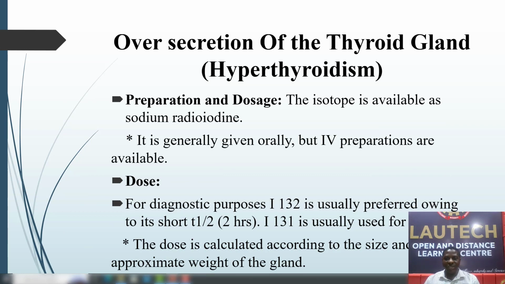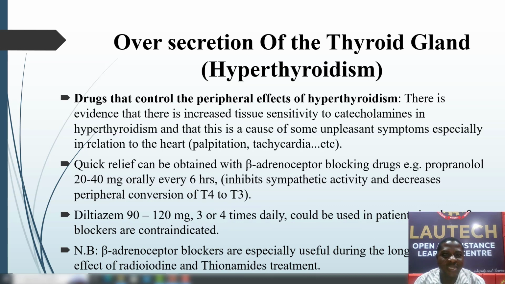Then the preparation and dosage. Isotope is available as sodium radioiodine, generally given orally, but intravenous preparations are available. Dose. For diagnostic purposes, isotope of iodine 132 is usually preferred owing to its short half-life of 2 hours. Isotope of iodine 131 is usually used for treatment. Dose is calculated according to the size and approximate weight of the gland.